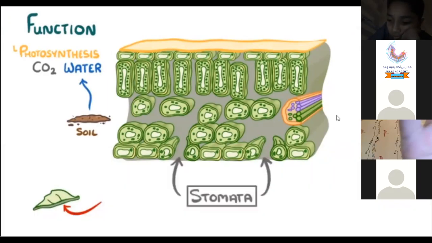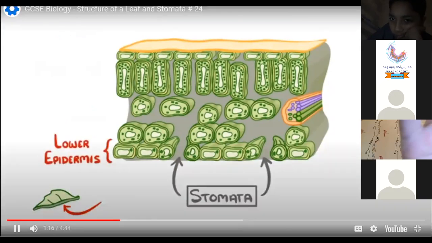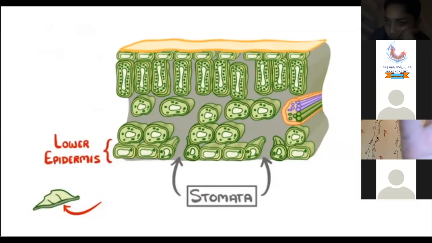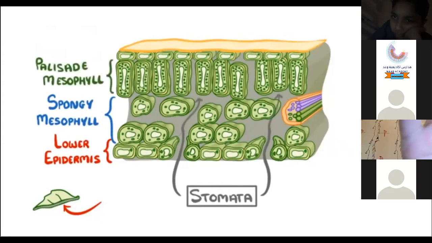In fact, each leaf will have thousands of these stomata, and they're scattered through the lower epidermis, which is a layer of epidermal tissue. Once the carbon dioxide has diffused through these little holes, it moves up the leaf and enters the spongy mesophyll tissue, which has lots of air gaps between the cells, so that the gas can easily diffuse through to the next layer, which we call the palisade mesophyll layer.